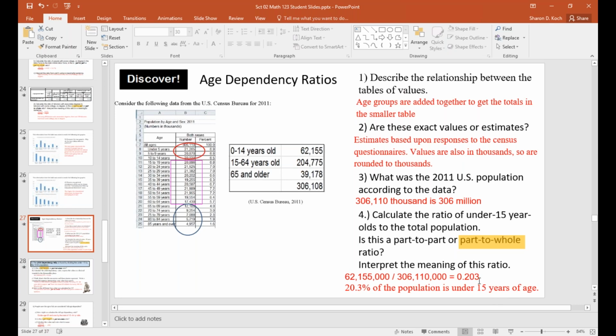Remember, this is a part to whole ratio, so in this case, it would make sense to put it in the form of a percent. That's the same thing as multiplying this decimal by 100, and I'd have 20.3% of the population is considered a child, or under 15 years old.